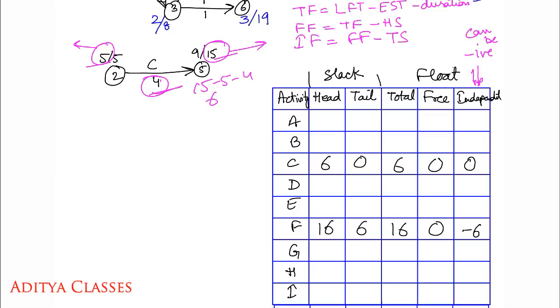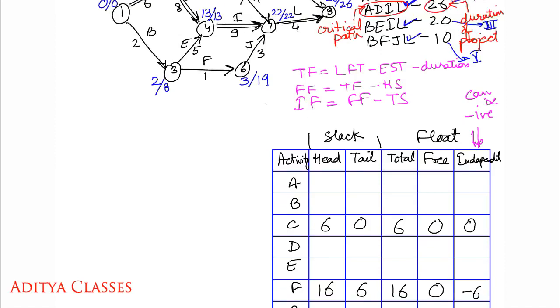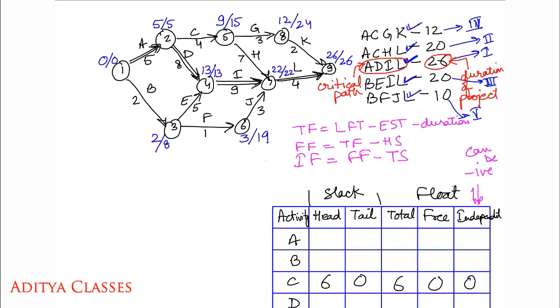So now that we have tried finding slacks and floats for 2 of these activities in a very detailed way, let us try and find out slacks and floats for all remaining activities. Let me take A. 5 minus 5 would give me a head slack of 0. 0 minus 0 would give me a tail slack of 0. So as far as A is concerned, I have a head slack of 0, a tail slack of 0. Perfect. What about B?